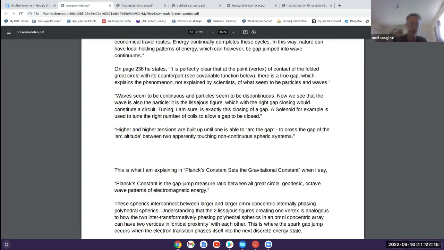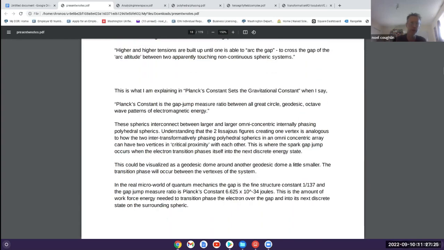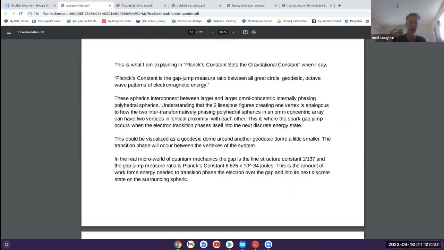A solenoid, for example, is used to tune the right number of coils to allow a gap to be closed. Higher and higher tensions are built up until one is able to arc the gap. Okay? This is what I'm explaining in Planck's constant sets gravitational constant when I say Planck's constant is a gap jump measure ratio between all great circle geodesic octave wave patterns of electromagnetic energy. These spherics interconnect between larger and larger omniconcentric internally phasing polyhedral spherics.